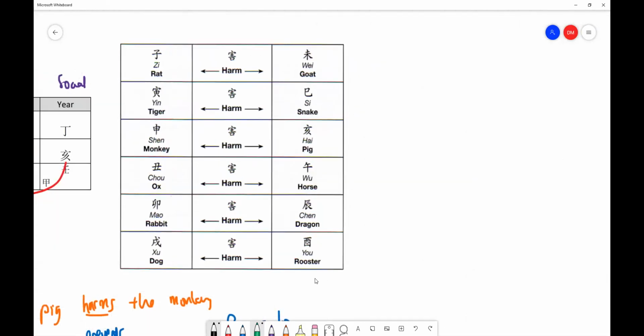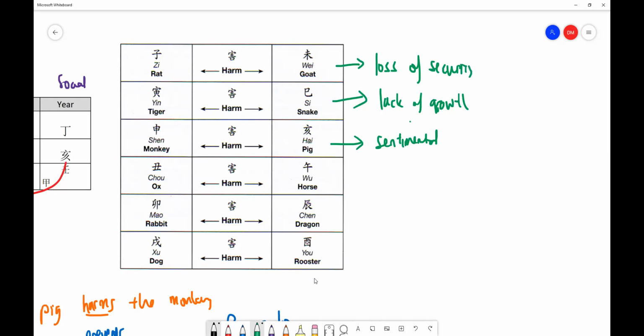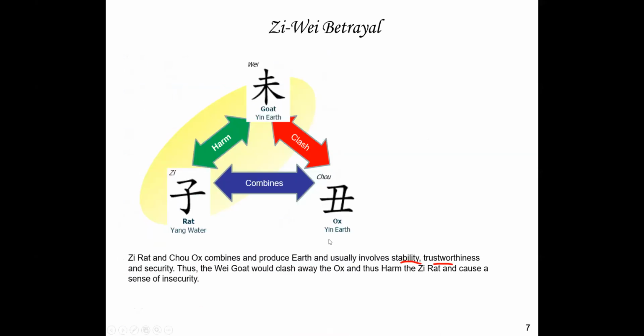So there's always a clash of certain meaning. When a snake harms the tiger, this is lack of growth. When the pig harms the monkey, then this is sentimental, emotional betrayal. And when the goat clashes with the rat, this will be the case of loss of security, because earth is about security, it's about trust. Therefore, there is a breach of trust that comes into place. All right? Therefore, that's it.